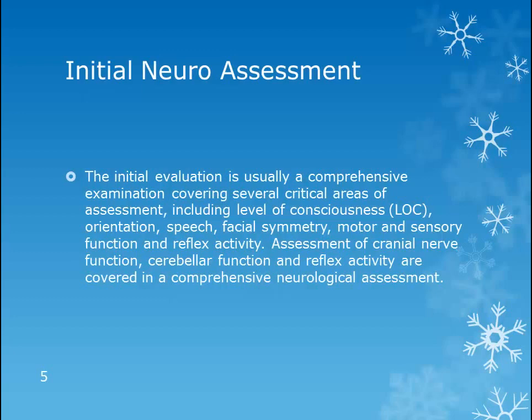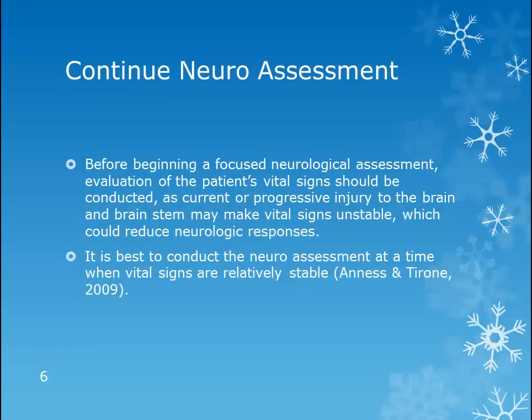Assessment of cranial nerve function, cerebellar function, and reflex activity are covered in a comprehensive neurological assessment. Before beginning a focused neurological assessment, an evaluation of the patient's vital signs should be conducted, as current or progressive injury to the brain and brainstem may make vital signs unstable, which could reduce neurological responses. It is best to conduct the neurological assessment at a time when vital signs are relatively stable. Obviously, we will continue to evaluate our patient in a timely fashion and denote any changes in vital signs.